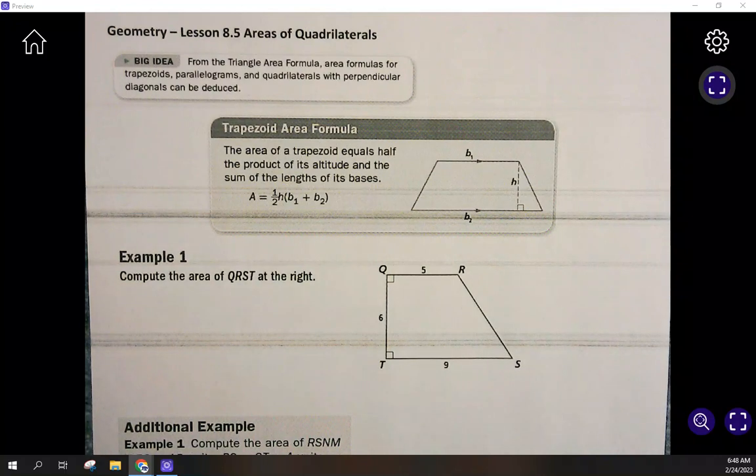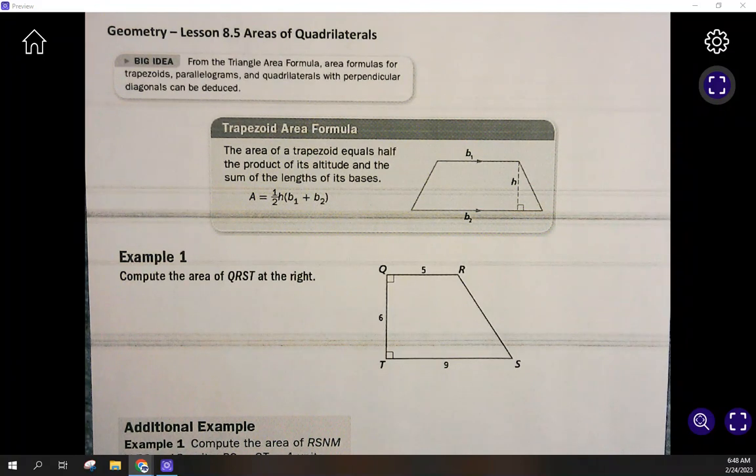This is geometry lesson 8.5. We're going to be looking at the areas of quadrilaterals, which remember are four-sided shapes. So we're going to look at some specific four-sided shapes like a trapezoid and a parallelogram, and then also some general ones that have some specific properties. All of these formulas that we're going to use for our quadrilaterals are derived from our triangle formula.